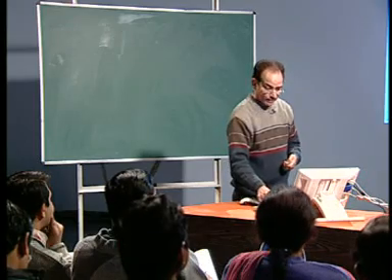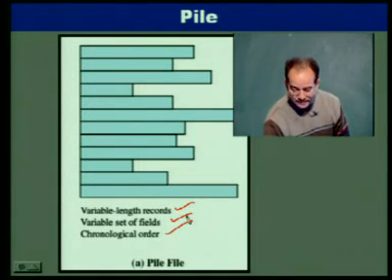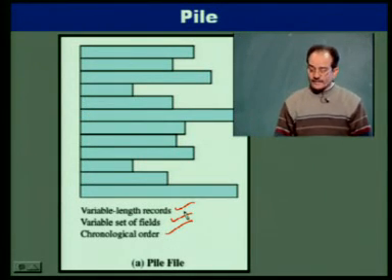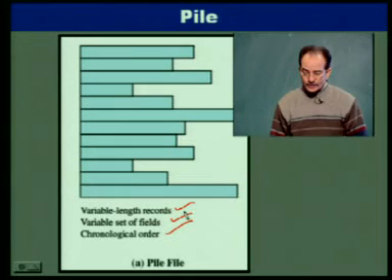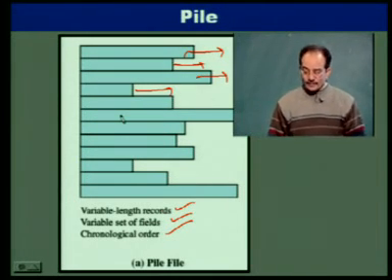So, this is what we call a pile organization. This is how it looks like. It has got variable length records, various sets of fields, and there is chronological order, we call it pile files. So, any of these records can be there in this sort of a structure. This structure we call the pile files.